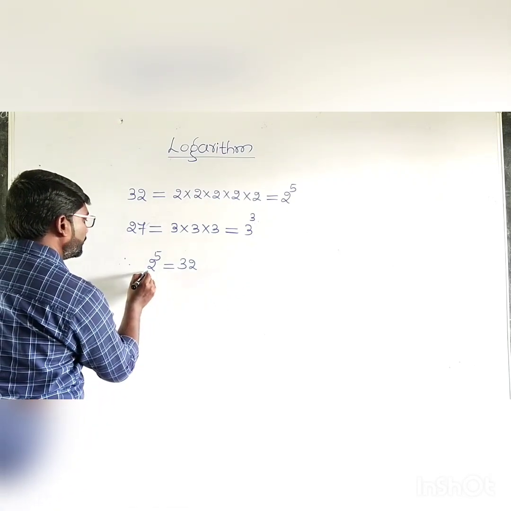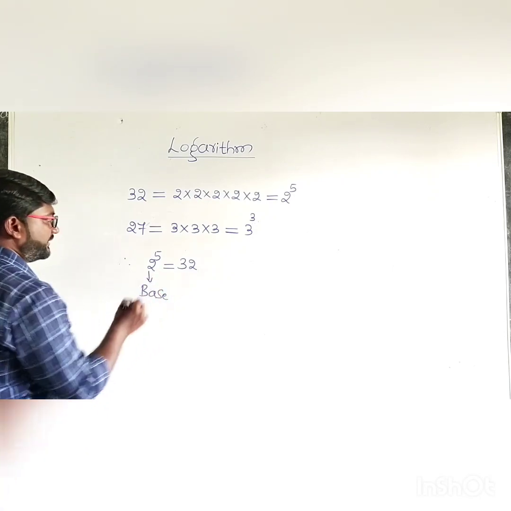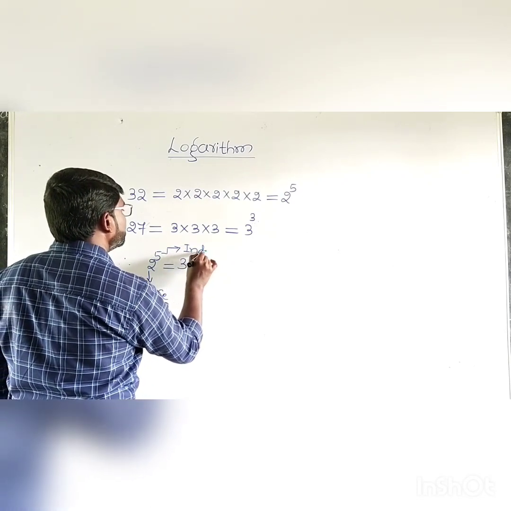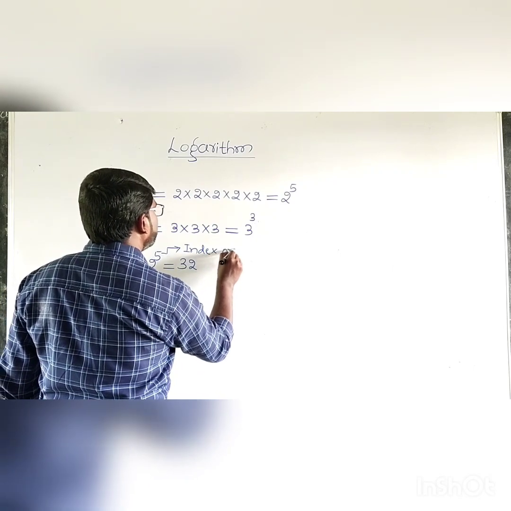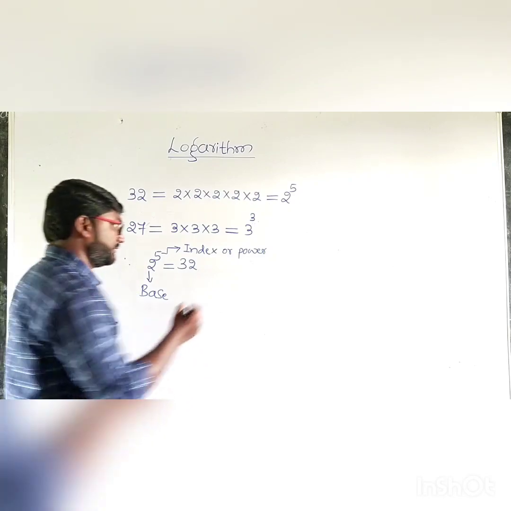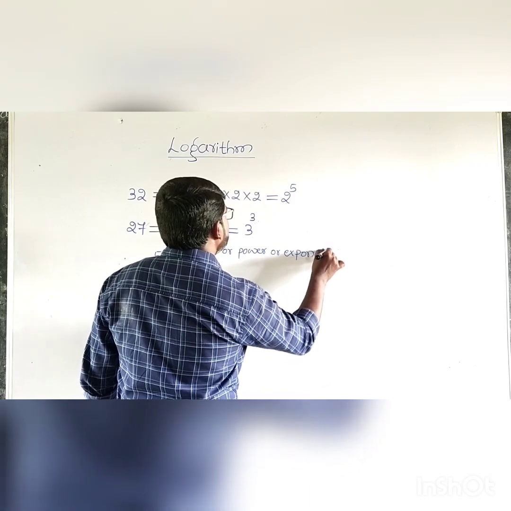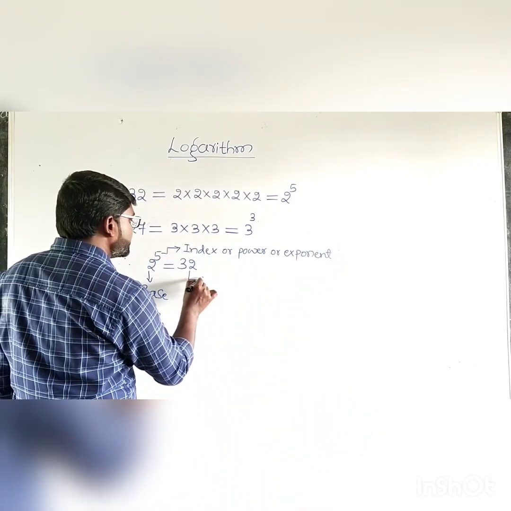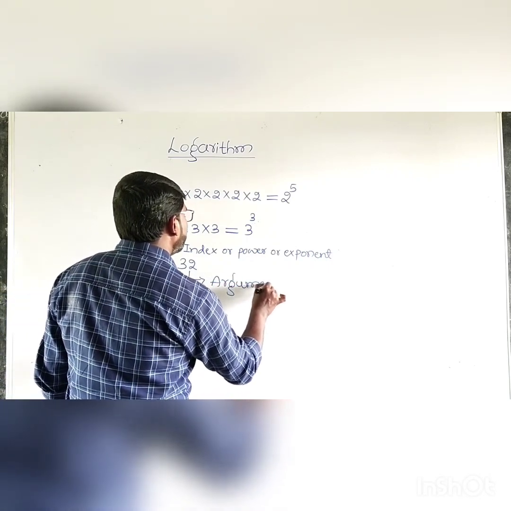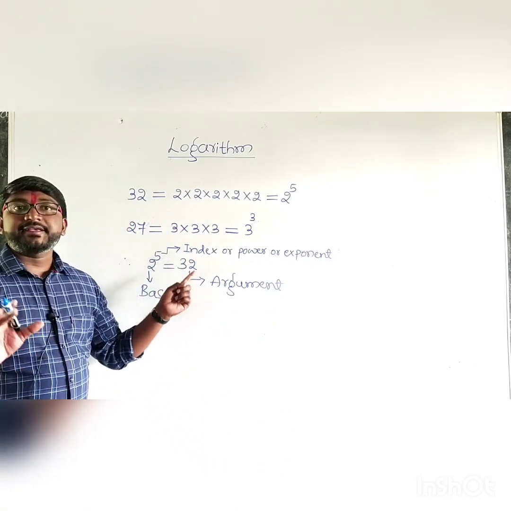Here 2 is the base, and 5 is the index or power or exponent, and 32 is the argument. Now 2 raised to 5 equal to 32. This is the exponential form.